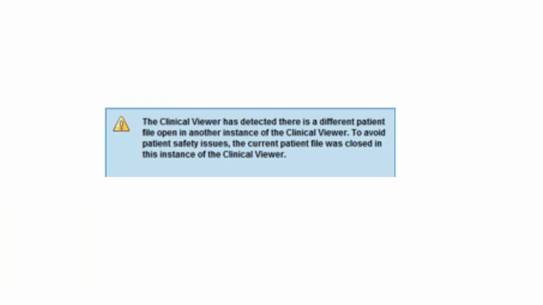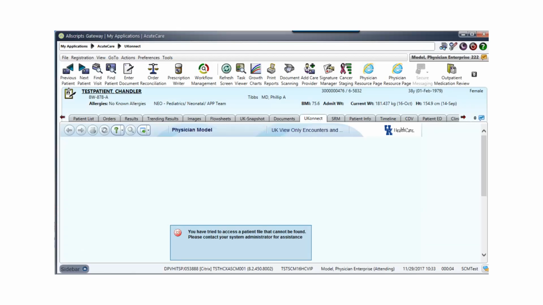It is very important that you do not suspend your session while on the UConnect tab. The next person who signs on to SCM will be able to access that patient's record. Click on the refresh button in the main toolbar if you see this message. If you see the message below, the patient has not been sent to UConnect. Contact the service desk. Let's go back to our personal list.